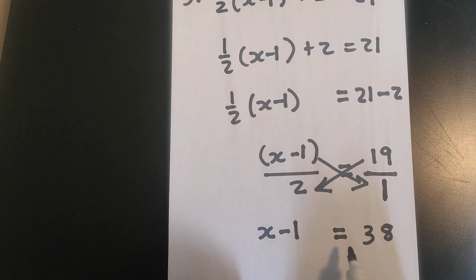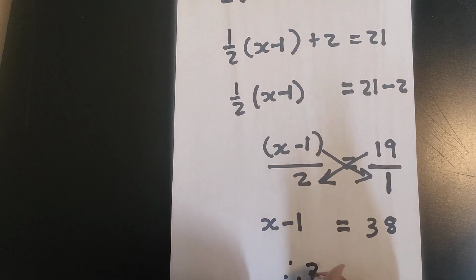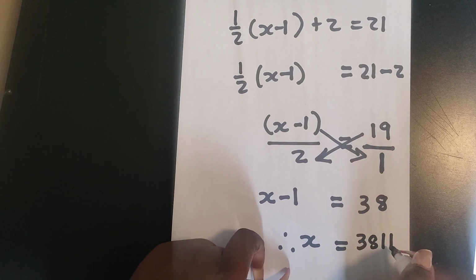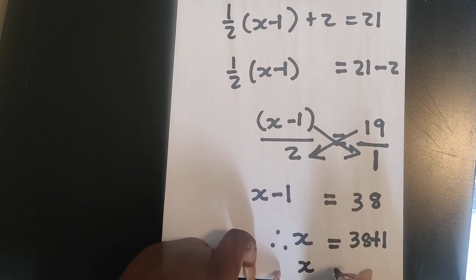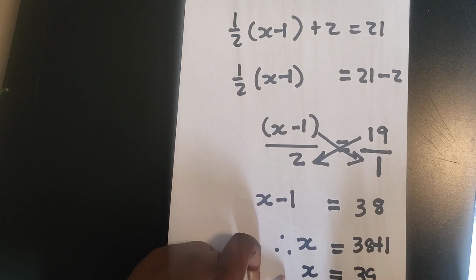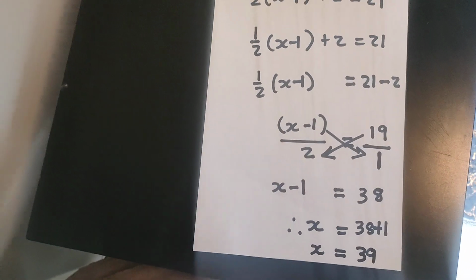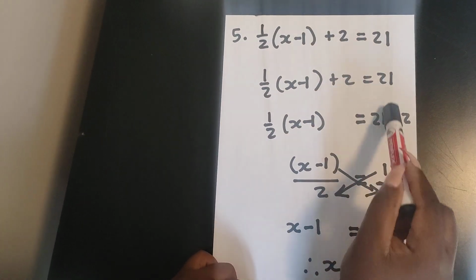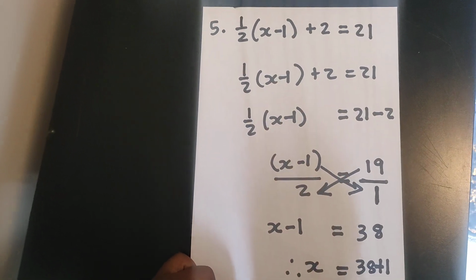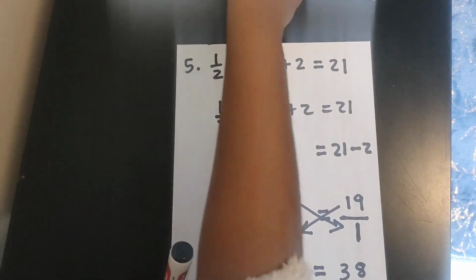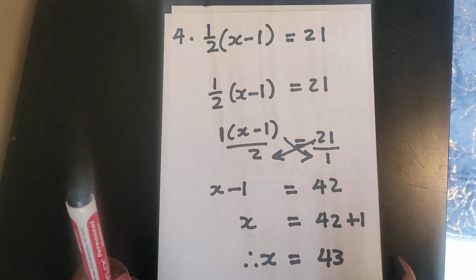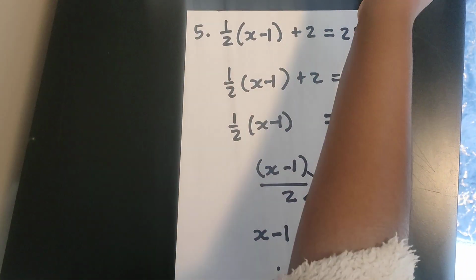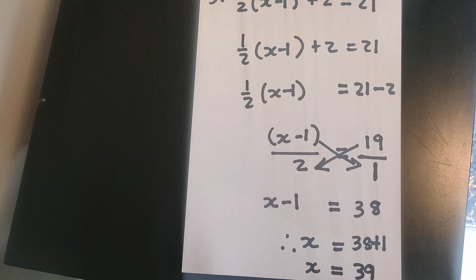And then now we have x minus 1 is equal to 38. Therefore, x is equal to 38 plus 1, right? Therefore, x is equal to 39. So that's how differently you would approach both questions. If there's a term here, first you have to just transpose it to this side, and then you can do the cross multiplication. Unlike in the previous example where you just cross multiplied without transposing anything. So that's the kind of difference that I wanted to show in both questions.